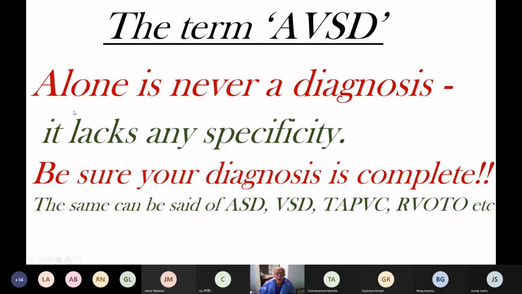Remember, AVSD alone is never a diagnosis because it lacks any specificity. So you have to be sure your diagnosis is complete. And the same can be said of an ASD, a VSD, total anomalous pulmonary venous connection, right or left ventricular outflow tract obstruction, etc. You have to be specific on exactly what is the type of RV outflow tract obstruction, what is the type of total anomalous pulmonary venous connection, which of the 5 types of atrial septal defect is the one you're talking about.